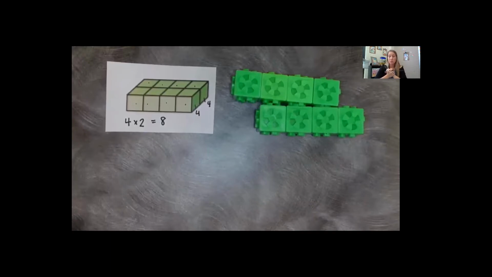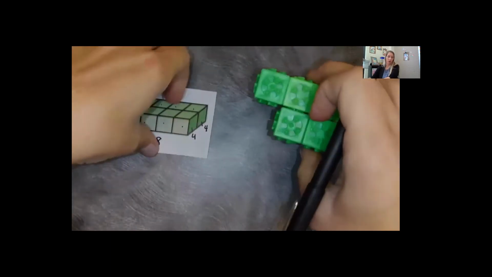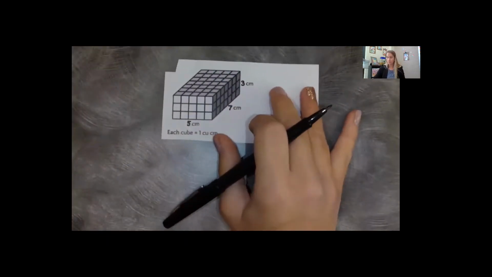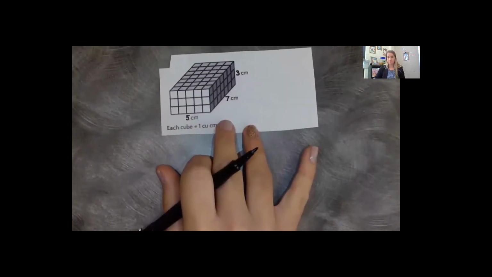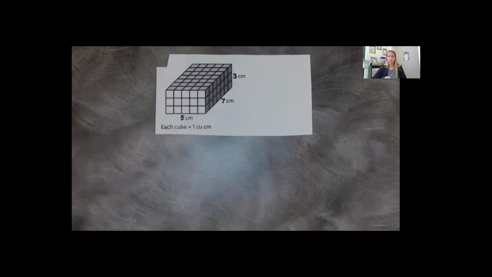How can we use cubic units to find the volume of this rectangular prism? Those are some good suggestions. You're right. We could count up all the cubes to figure out how many 1 centimeter cubes are inside to find the volume. But what might happen while I'm counting up all the cubes in this figure?